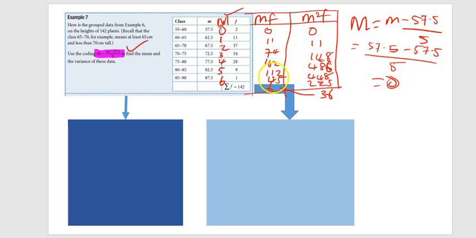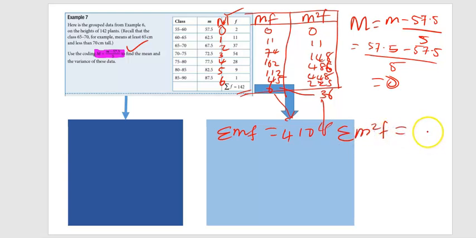So now we can add up all the values of F. We know that it is a total of 142. How about the summation of MF? The total summation of MF is going to give us 410. And the summation of M squared F is going to be 1354. So now we can go ahead to find the mean.